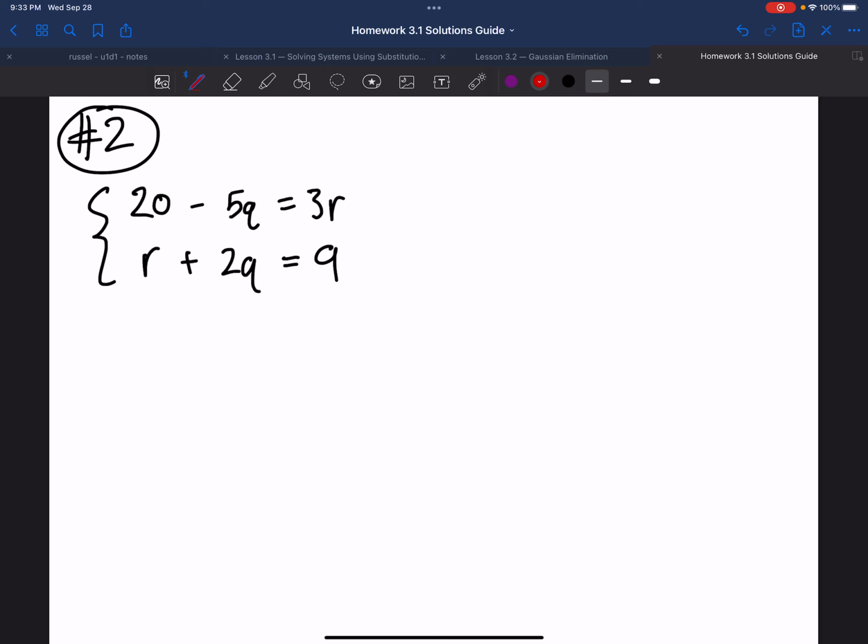Okay, let's do number 2. I need to solve for R and Q using substitution. Notice, so I'll use my little laser pointer here.